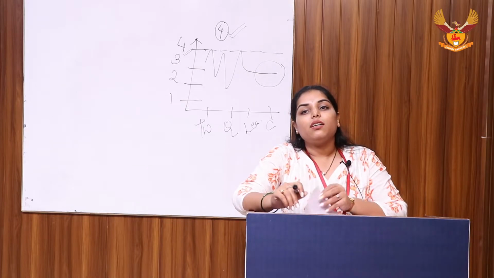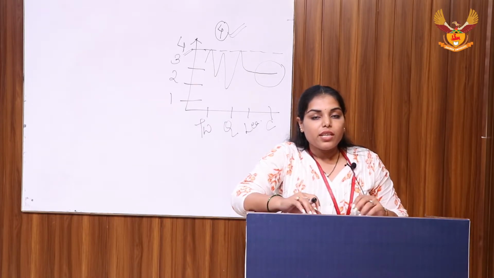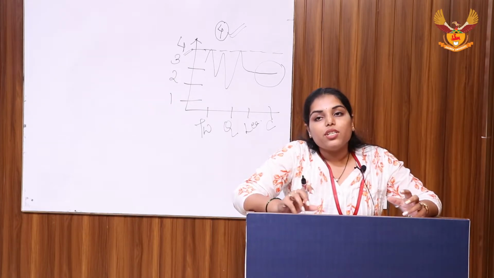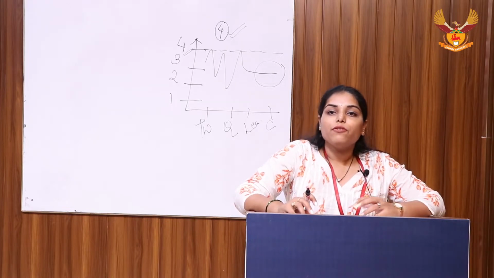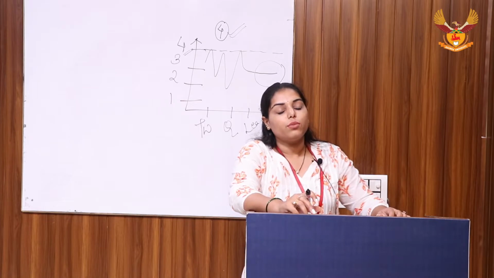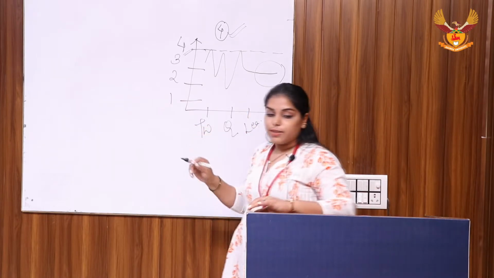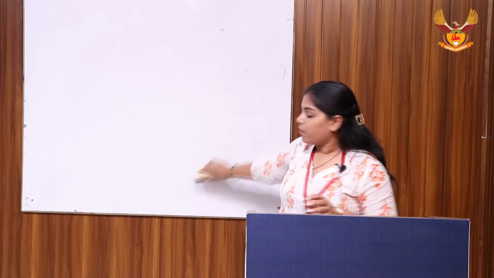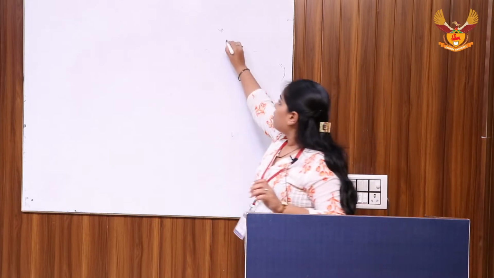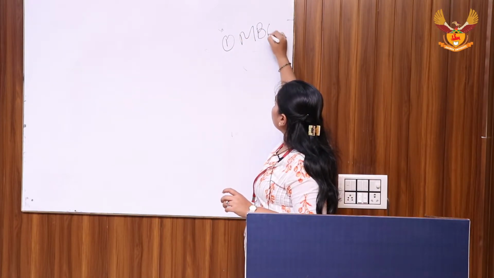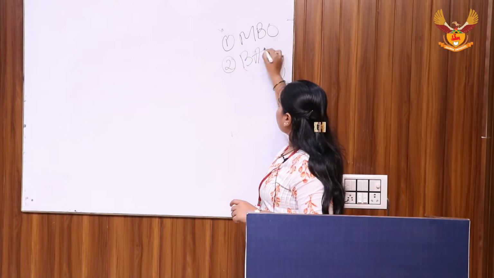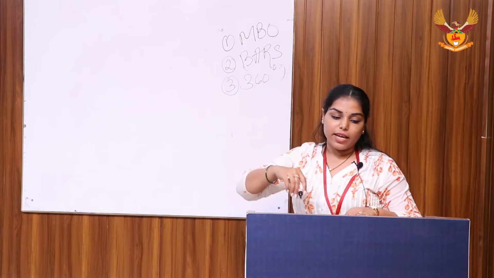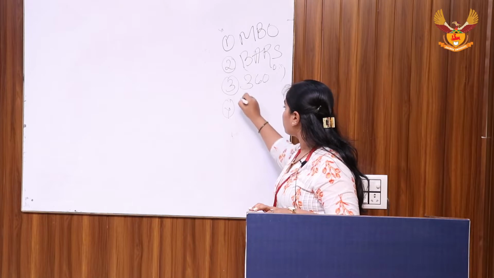Now, let us look at a few methods of performance appraisal. There are 2 different types of methods we use, modern methods and traditional methods. Traditional methods are those methods which were used beforehand. Now we have started using the modern methods. First method is management by objectives. Second is behaviorally anchored rating scale, BARS. Third method is 360-degree appraisal, and then the fourth method is assessment centers.